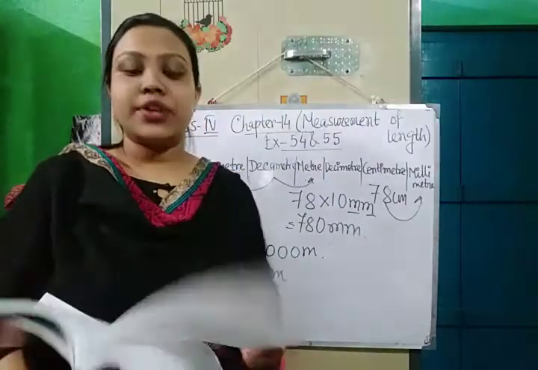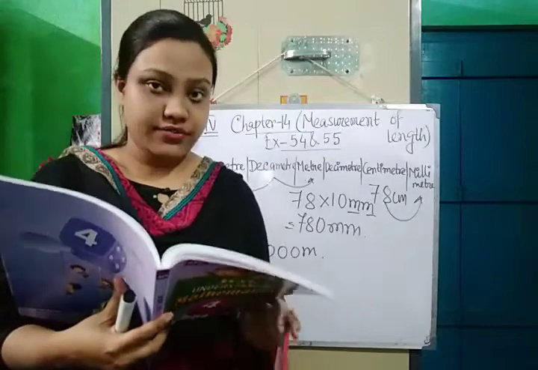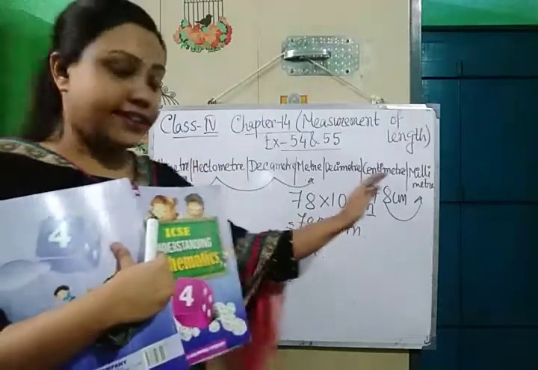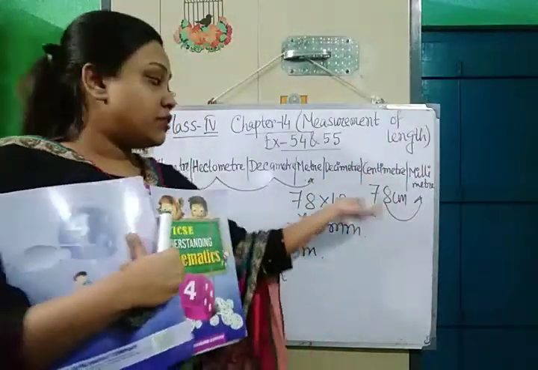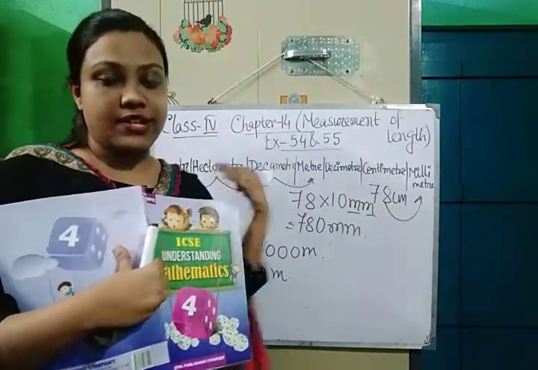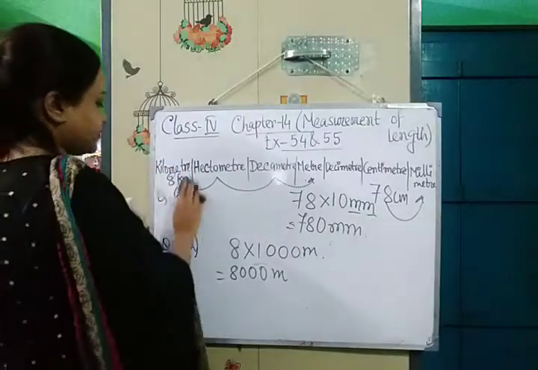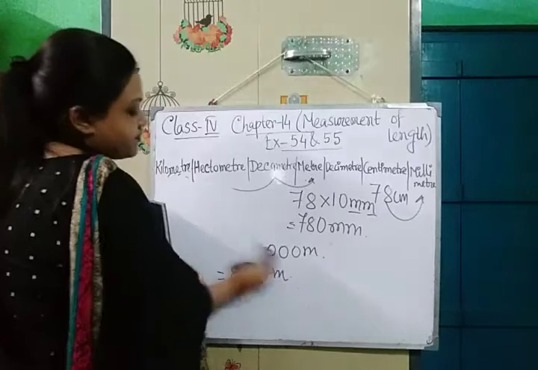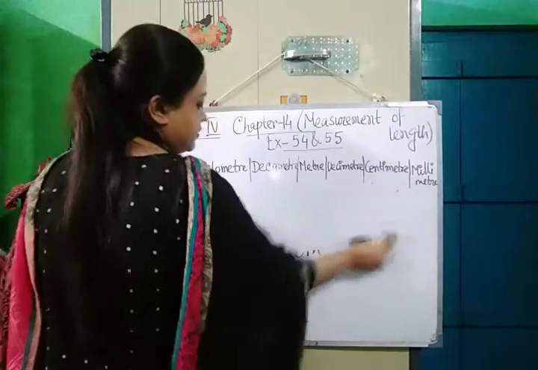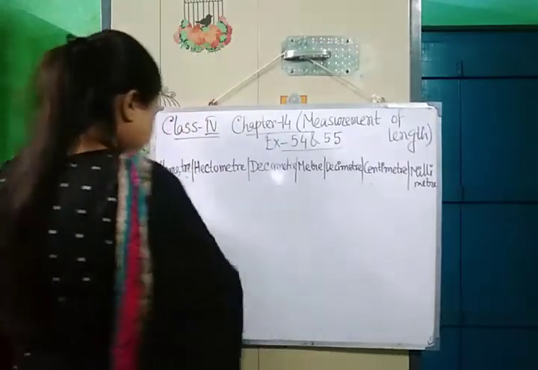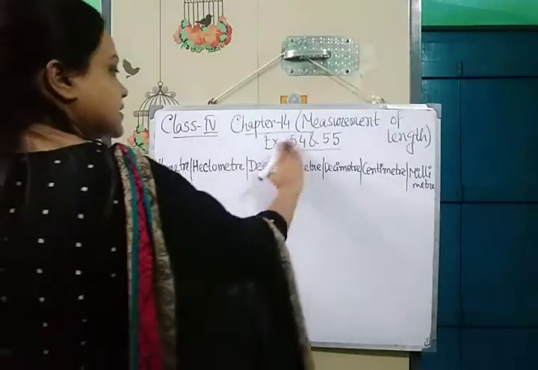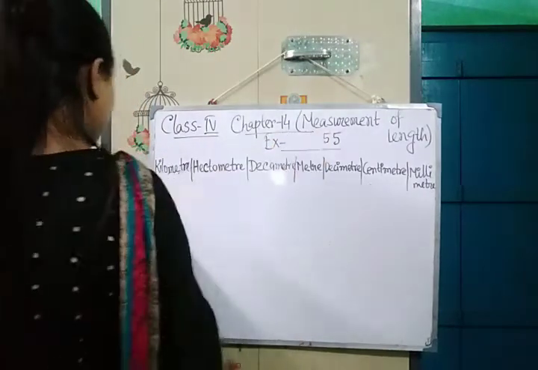So now next we will be going to the next exercise, that is exercise 55. In exercise 54 we moved to the right. Now in exercise 55 we will move to the left. What did I say? I told you that when we move to the left, we will have to divide the number. Okay. This is exercise 55.